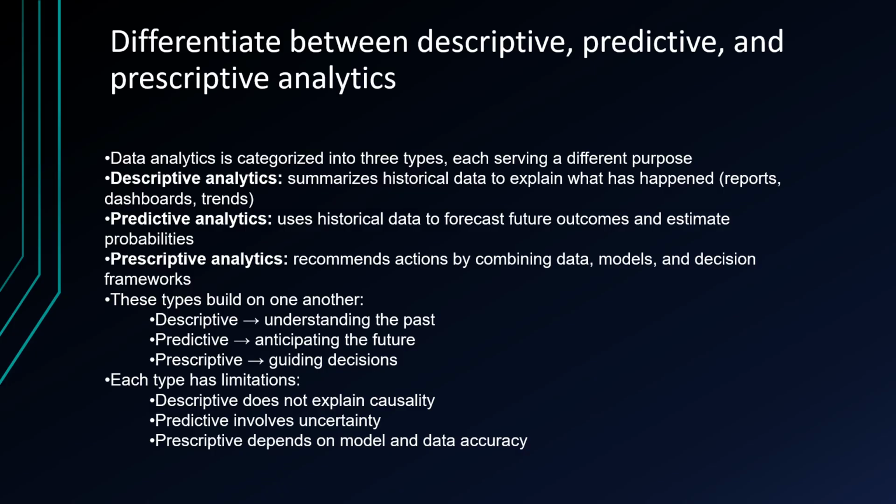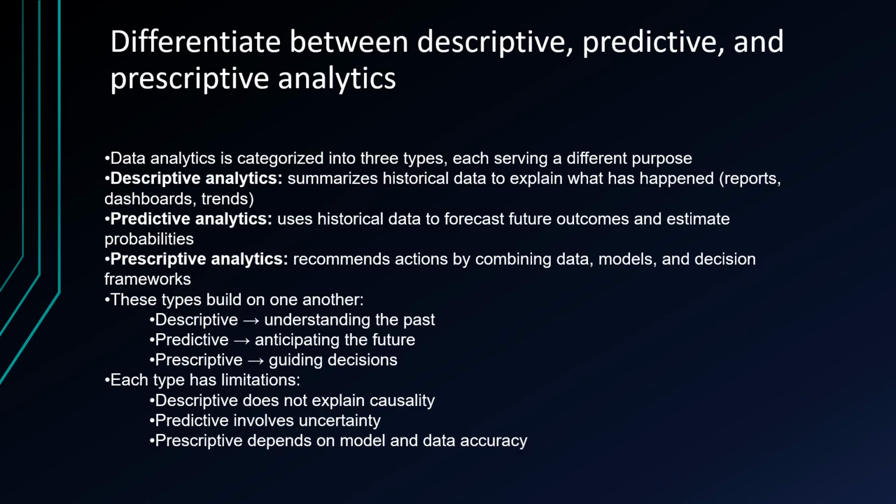It is also important to recognize the limitations of each type. Descriptive analytics does not establish causality. Predictive analytics involves uncertainty and potential error. Prescriptive analytics depends heavily on model accuracy and assumptions. These limitations highlight the importance of critical thinking when using analytics to support decisions.